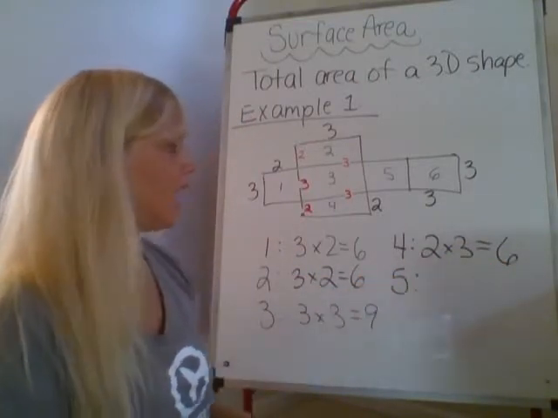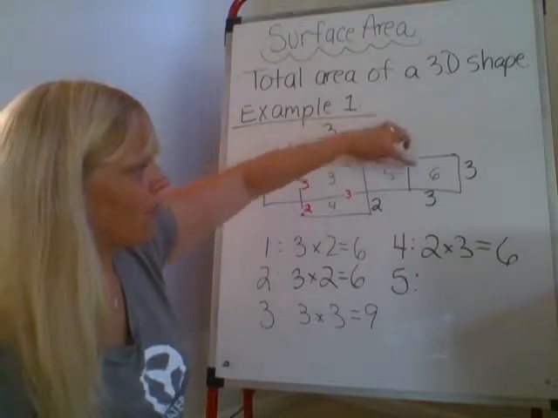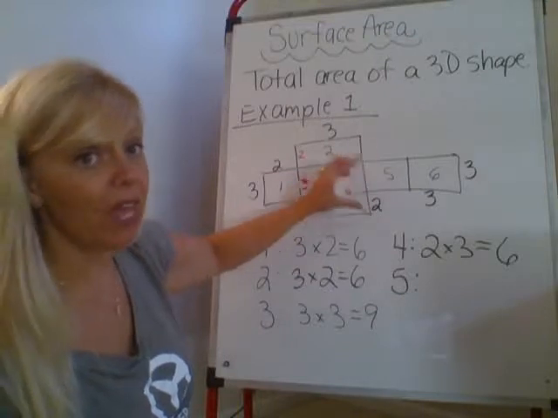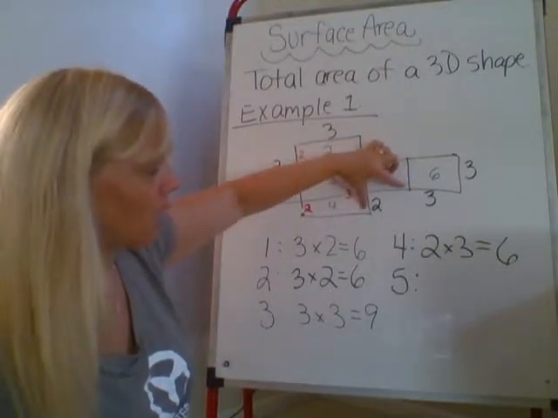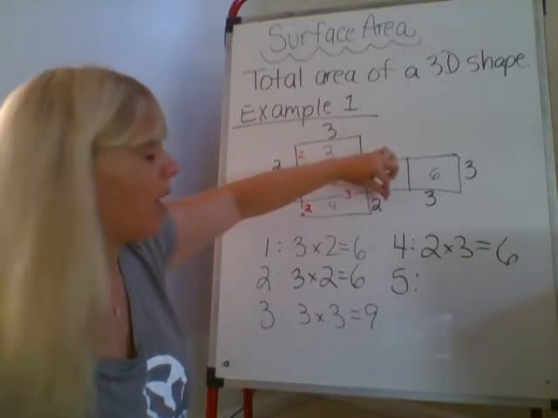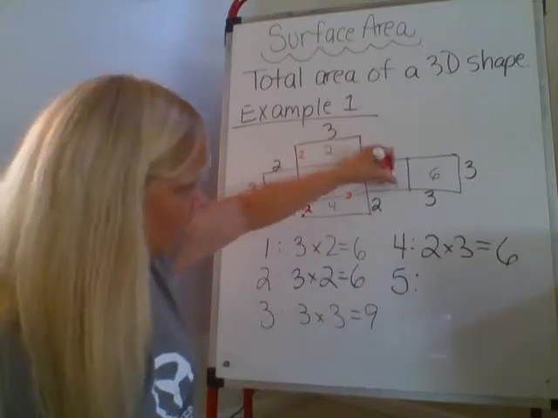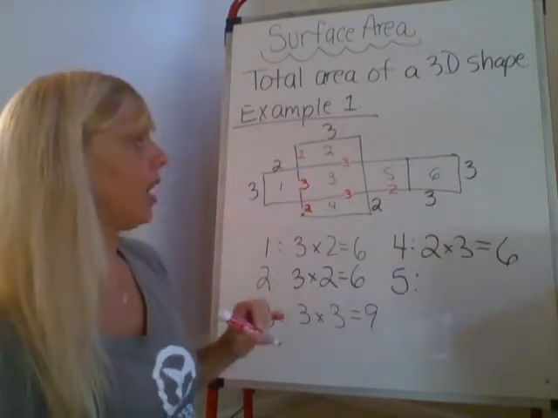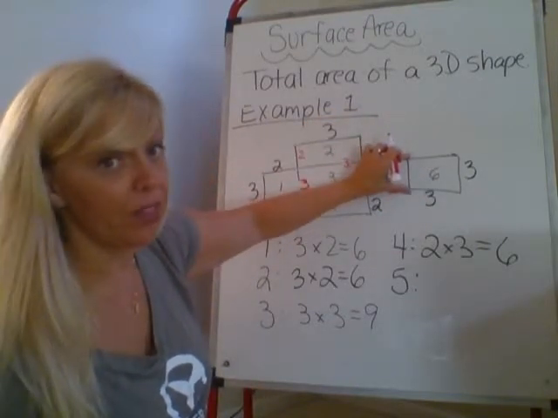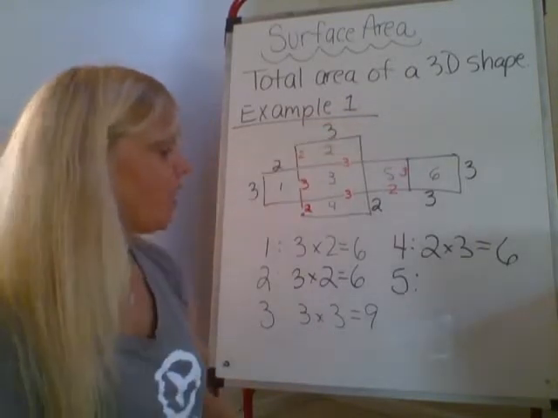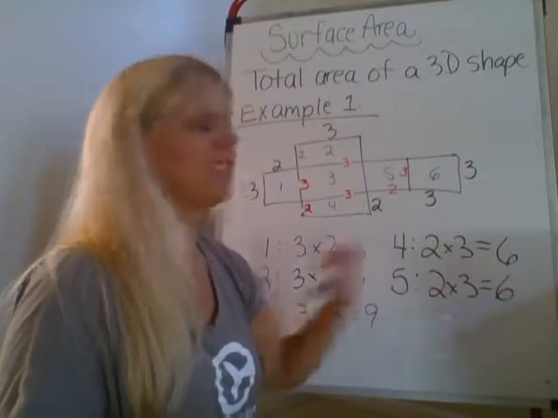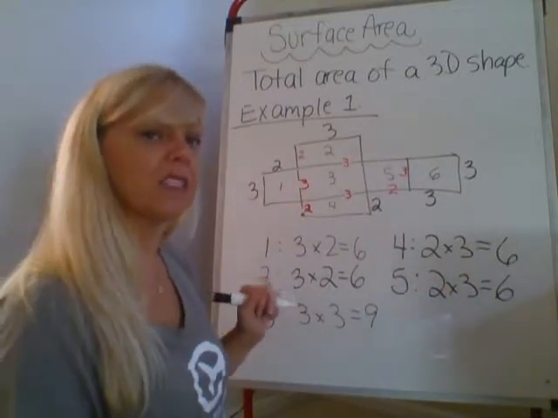Let's move on to face 5. I don't have anything drawn on here, but I know that this part right here is 2, and if I fold this box up, these 2 lines are going to fold and touch if I manually take this off my grid and fold it up. So I'll put a red 2 right here. And I know that this is 3, so this line is also going to be 3. I'll put a red 3 here. So face 5 is 2 times 3 as well.